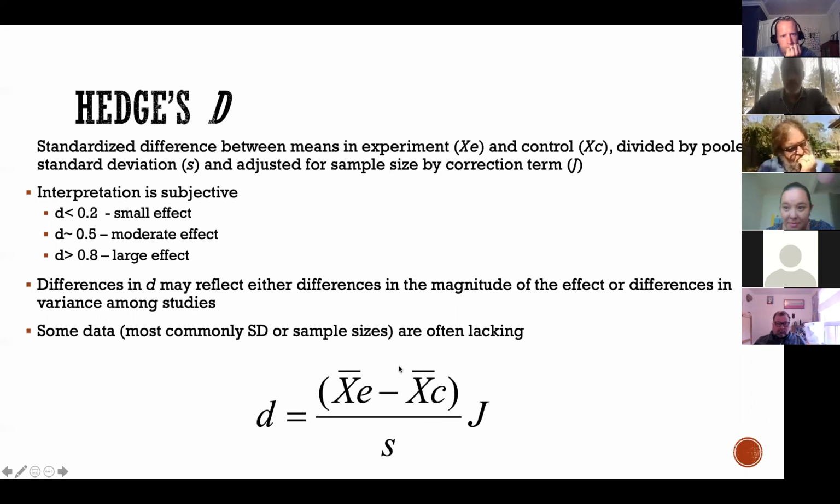So for example, we could have two green spaces. One has been invaded, one's uninvaded. That would be an experimental treatment and the control. So you have mean values of those, and they're standardized by the standard deviation. And sometimes there's an adjustment for sample size that could be really meaningful. And then from Hedges D, you end up with these values that tell you the magnitude of the effect.